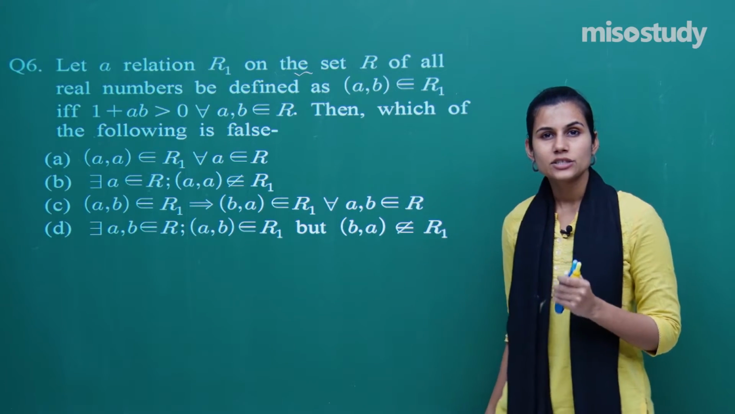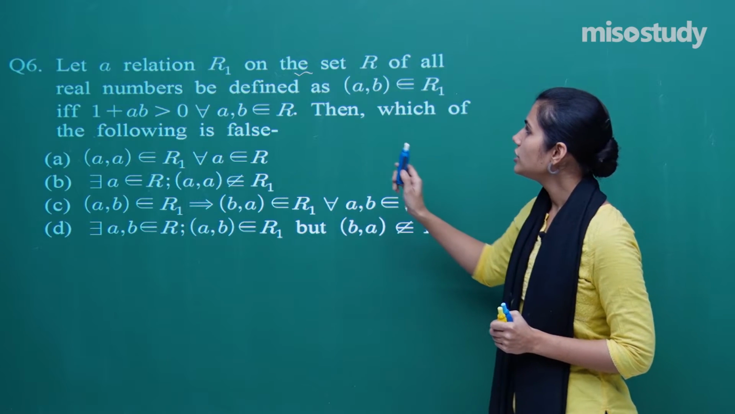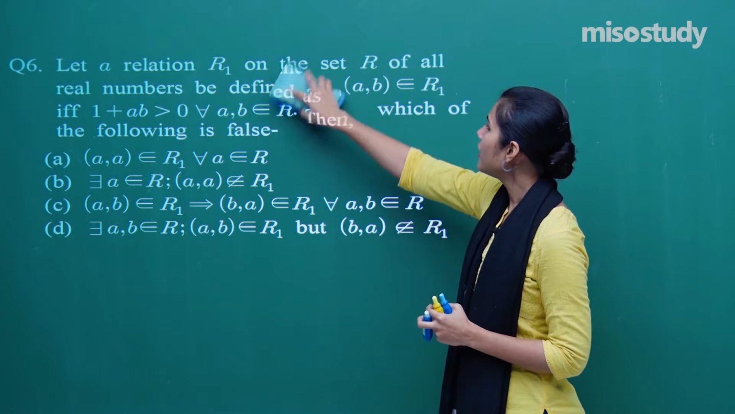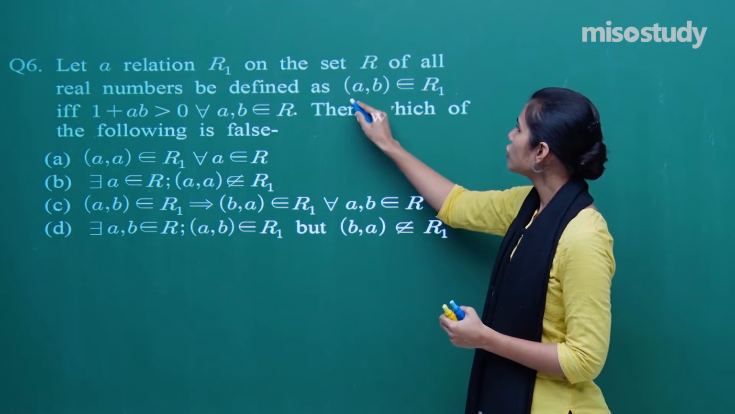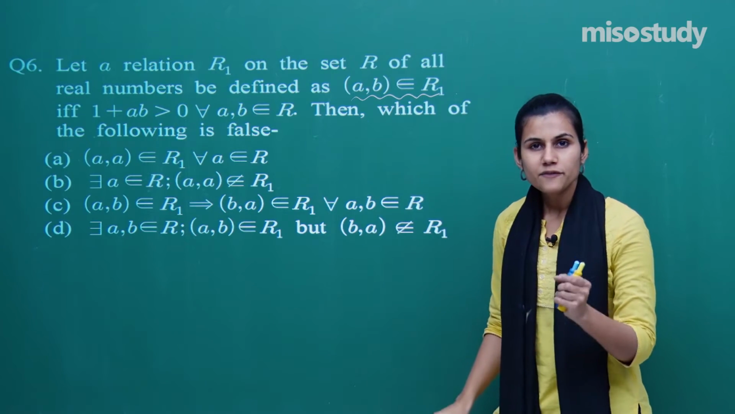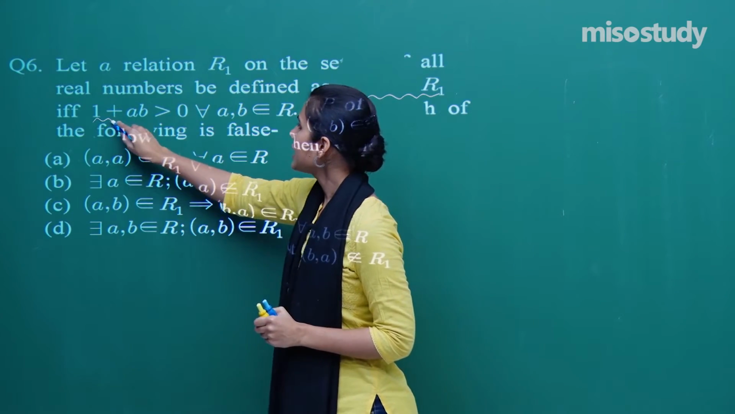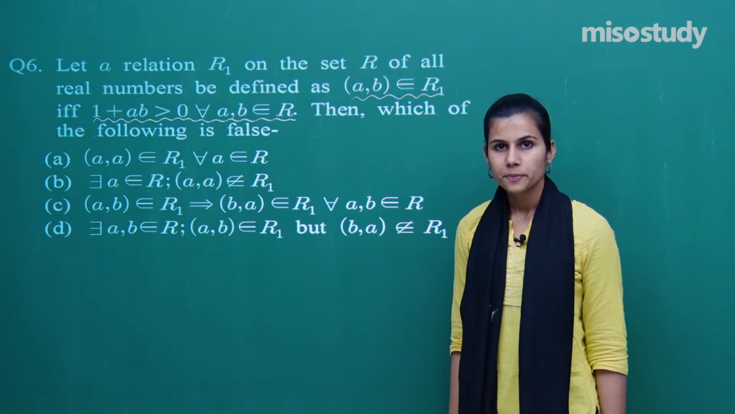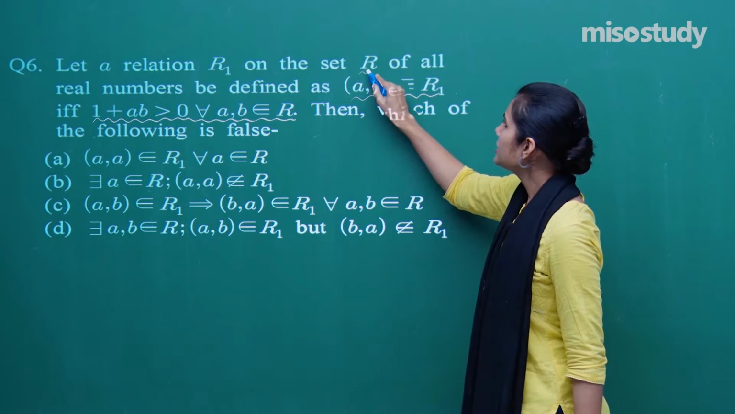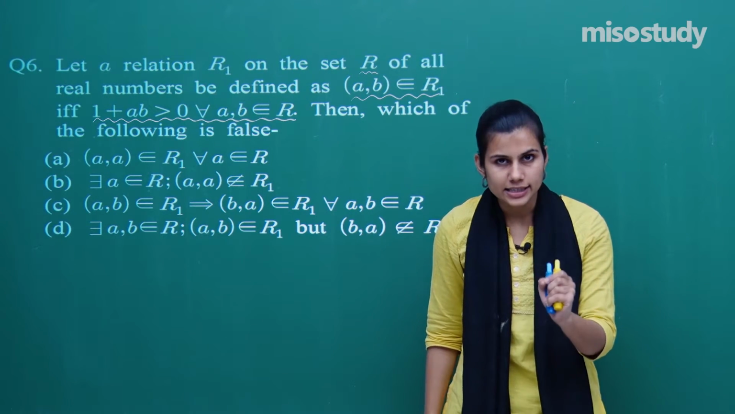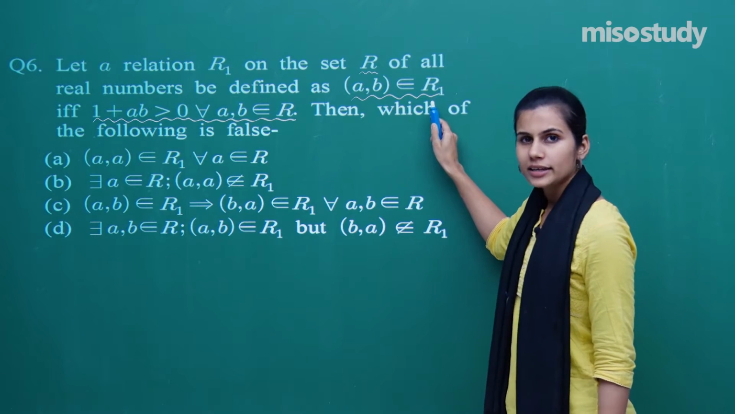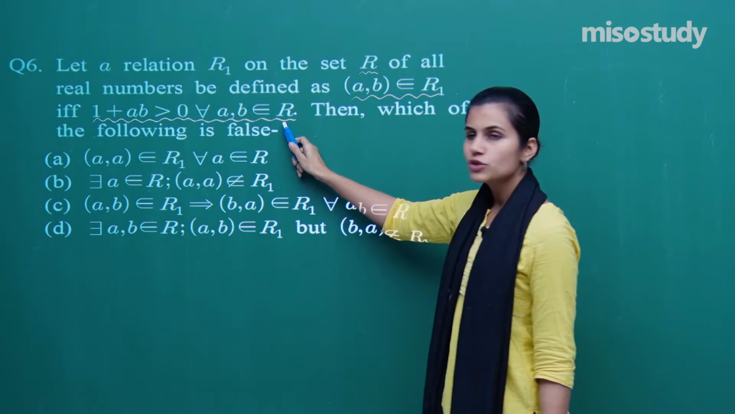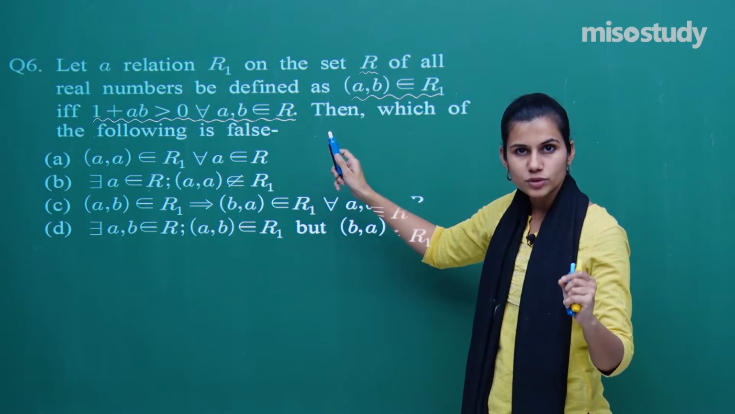Question number 6 is trying to say, let a relation R1 on the set R of all real numbers be defined as (A, B) belongs to R1 if and only if 1 plus AB is greater than 0 for all A, B in R. Over here, this R is standing for the collection of all reals. That is why R1 is the name given to the relation instead of R. So mind it, A, B belongs to R means A and B are real values.